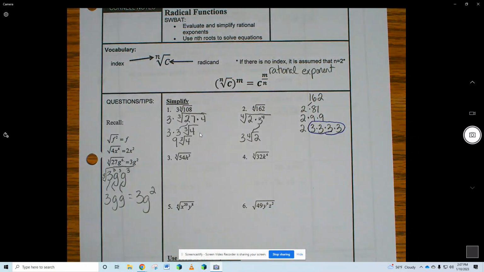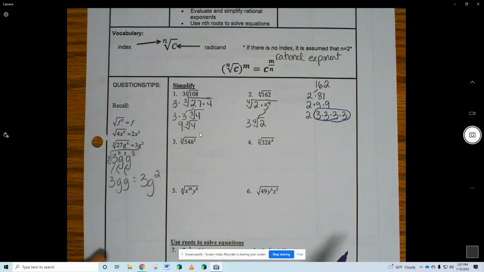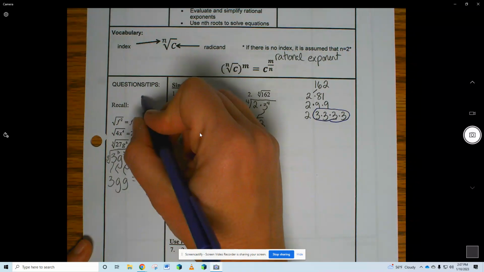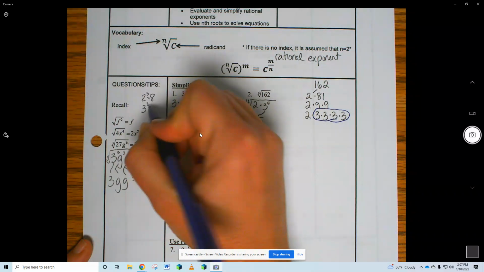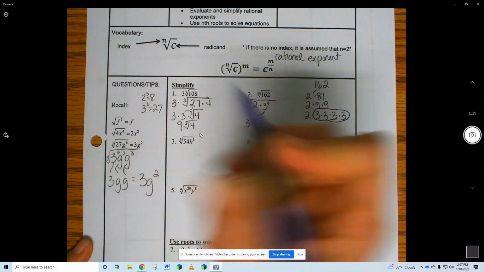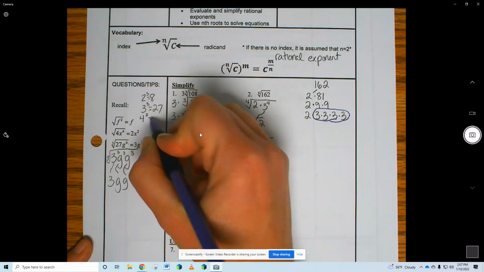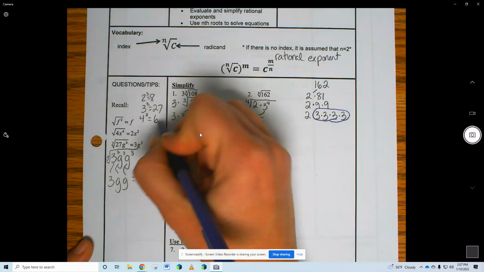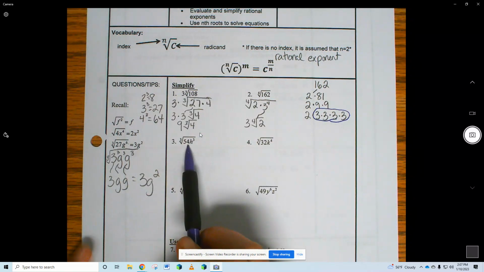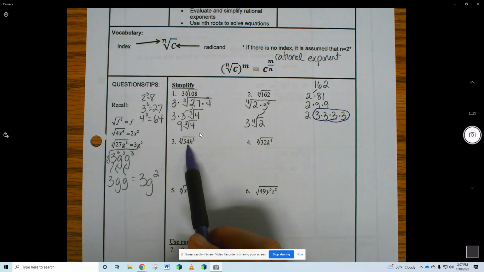The cube root of 54h cubed. 54, I need to think of cube roots. Do you need to see what the cubes are? 2 to the 3rd is 8. 3 to the 3rd is 27. 4 to the 3rd, 4 times 4 is 16, times another 4 is 64. Obviously, 54 is not going to be the 64.